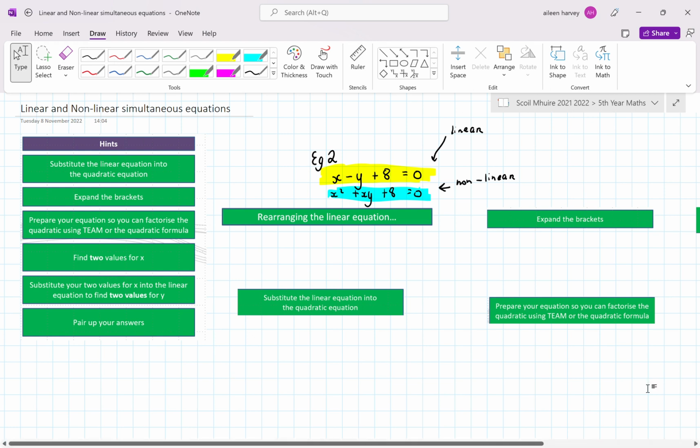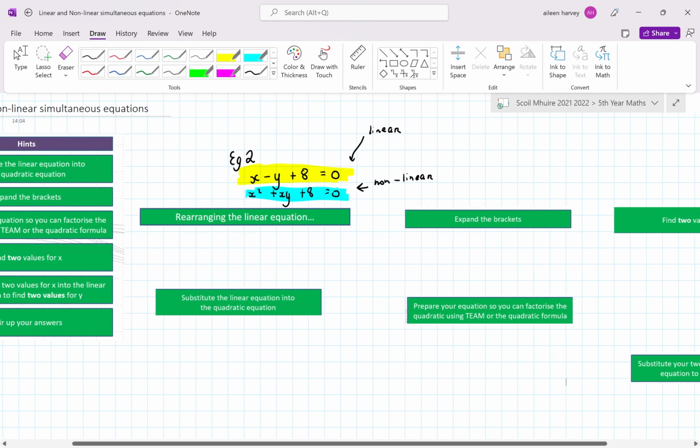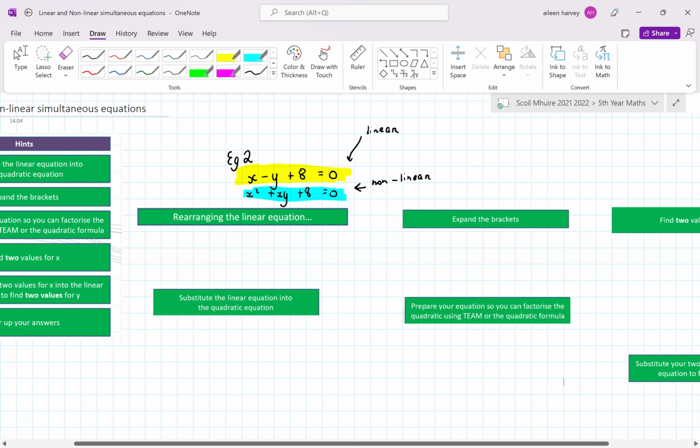Hi guys, in this video we're going to look at how we can solve linear and nonlinear simultaneous equations. To do this we need to rearrange our linear equation so that it's in terms of x or y, substitute that into our nonlinear equation, expand our brackets and factorize to find our two values of x, and then substitute our values for x into our equation to find our values of y.